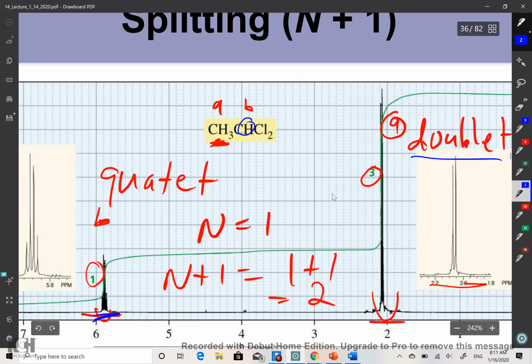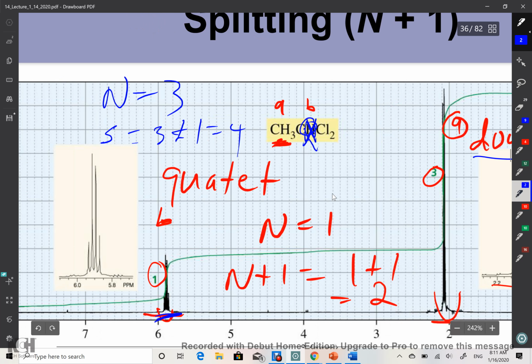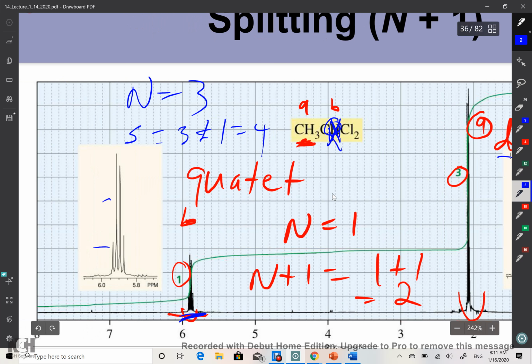Signal B is generated by this proton over there. How many protons are adjacent to signal B, or to proton B? There are 3 protons, so the value of N is 3. And so the splitting pattern will be 3 plus 1, and that gives you 4. That's why you have a quartet. 1, 2, 3, 4 signals.